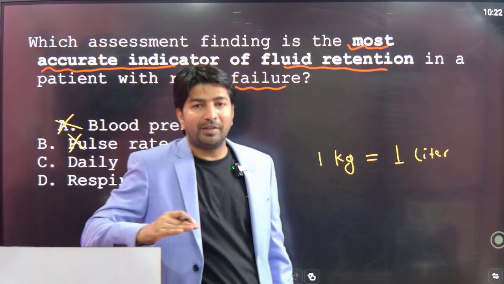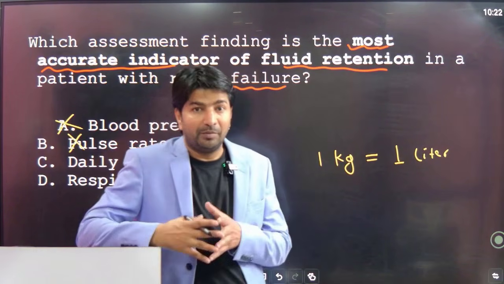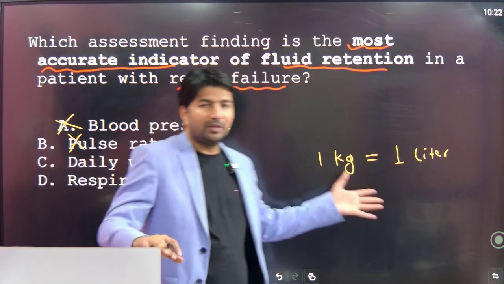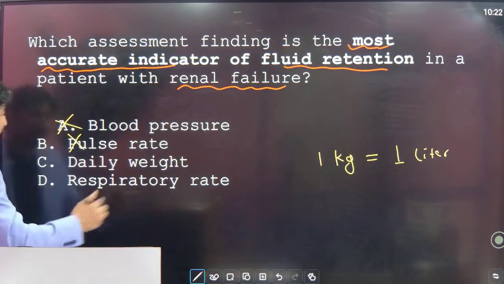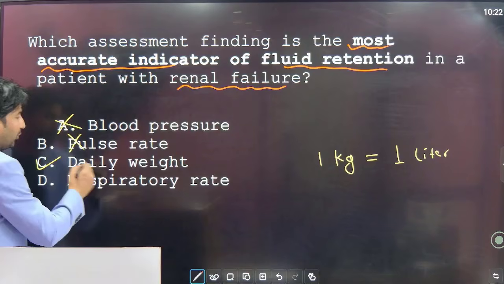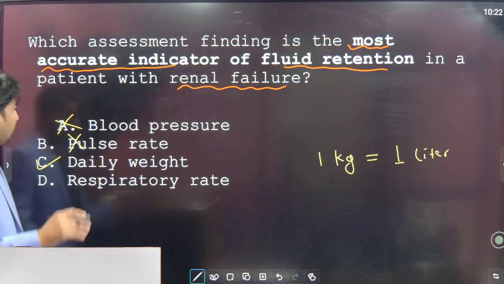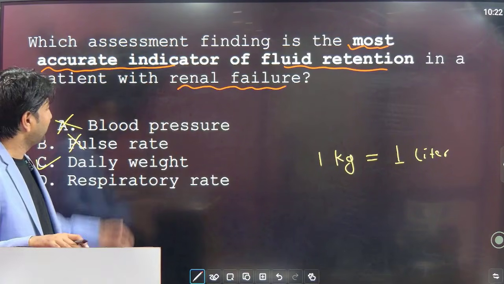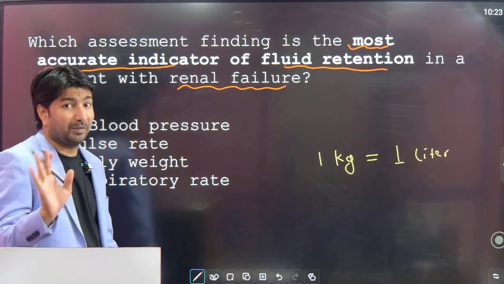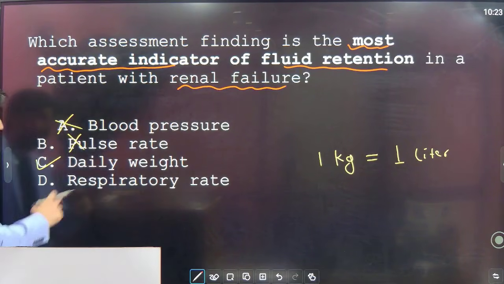We should use the same scale for weighing them at the same time, and along with that, the patient's daily weight. This means the correct answer here will be daily weight. Some students might choose pulse rate, but pulse rate isn't the most reliable. Let's look at the last option, respiratory rate.